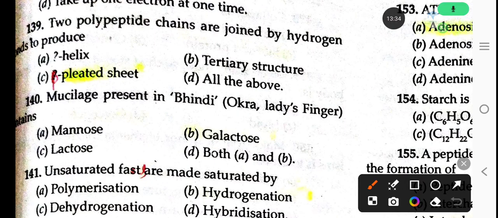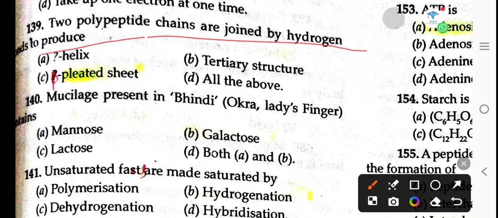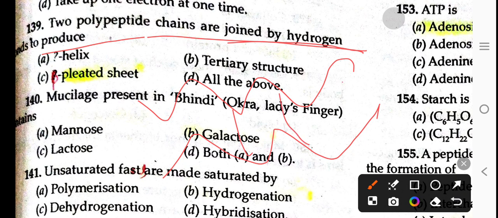Two polypeptide chains are joined by hydrogen bonds to produce. So it is related to the structure of protein, there are primary, secondary, tertiary and quaternary structure. The secondary structure is of two types. It is alpha helix and beta pleated. So if the two polypeptide chains are joined together by hydrogen bonds, like if this is one chain and this is second, these are joined together. So this is a beta pleated structure. Option number B is the right answer.